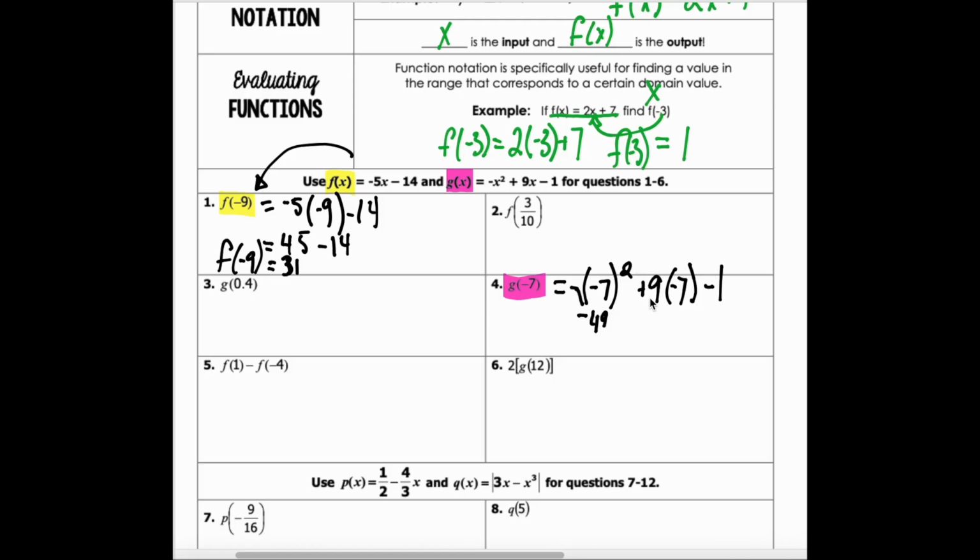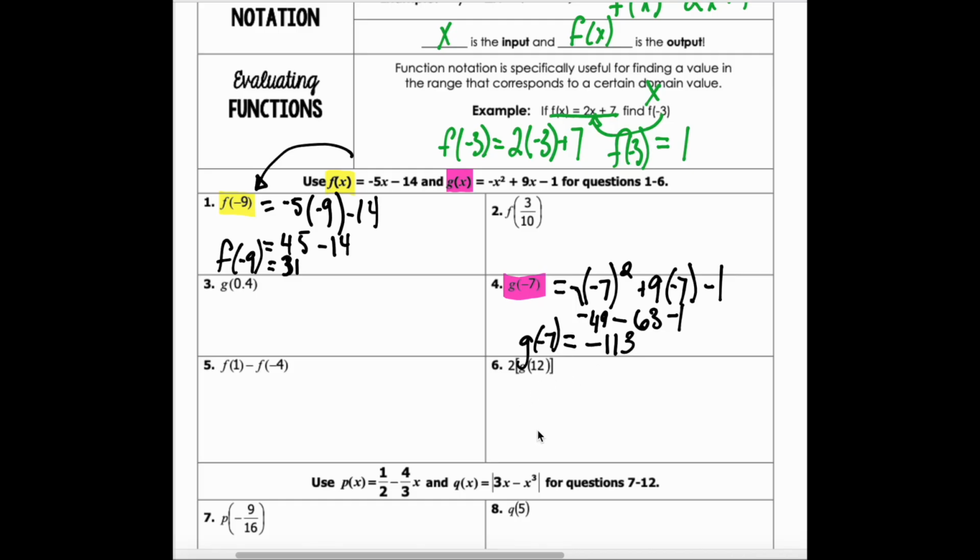Then we have plus 9 times negative 7, which is negative 63. And then we bring down our negative 1. Since these are all negative, I'm just going to add them up and keep my negative symbol, which is going to be negative 113. So g of negative 7 equals negative 113.